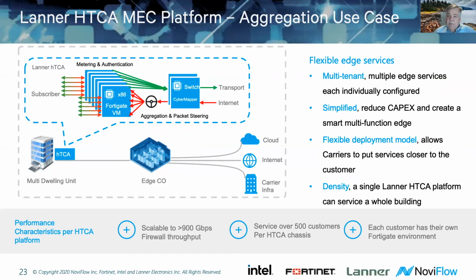Once the VNF has processed the traffic, it is sent to the Tofino switchblade for forwarding further into the operator's network. With the compute resources available in the Lanner HTCA platform, we estimate more than 900 gigabit per second of throughput and the ability to support over 500 subscribers.